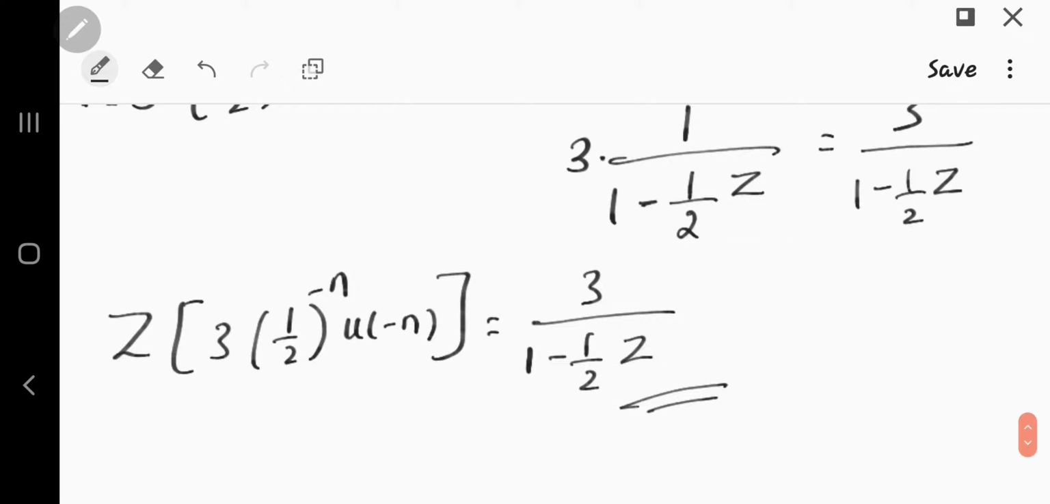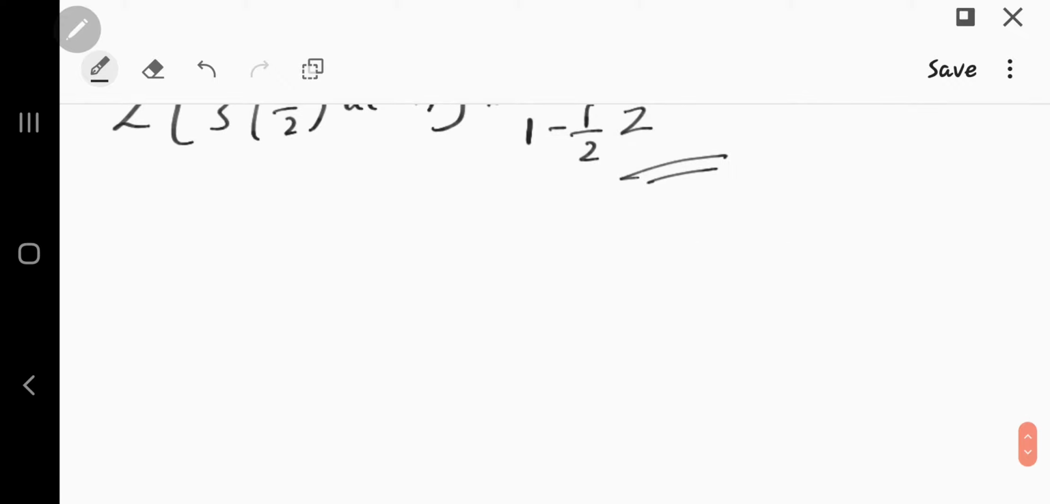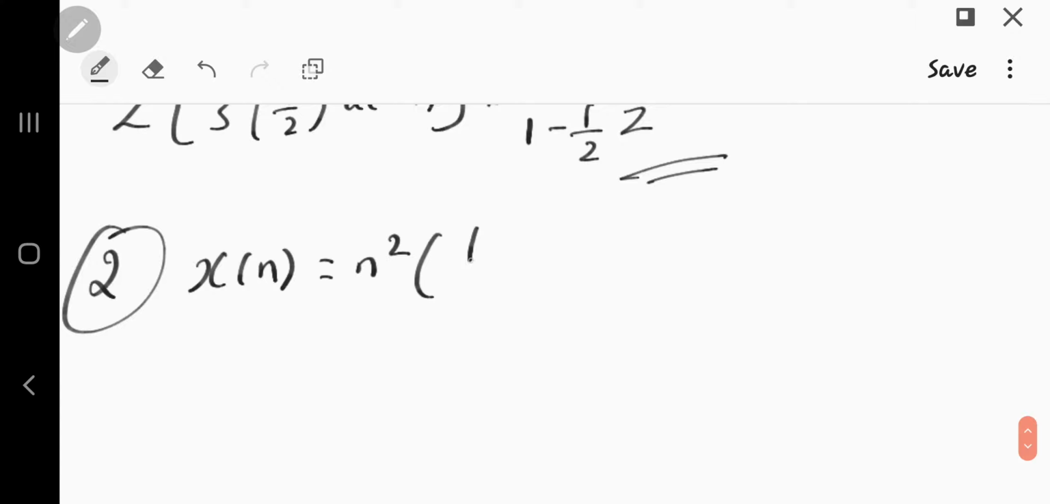So I'll take one more example for this one. The same thing: using the properties, you have to find the z transform, given x of n is equal to n square into 1 by 2 to the power of n into u of n minus 3.